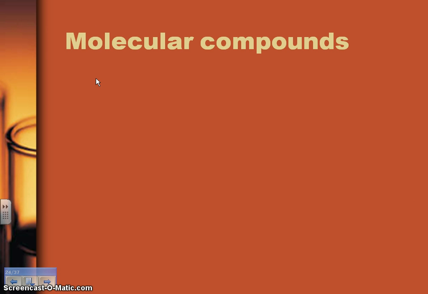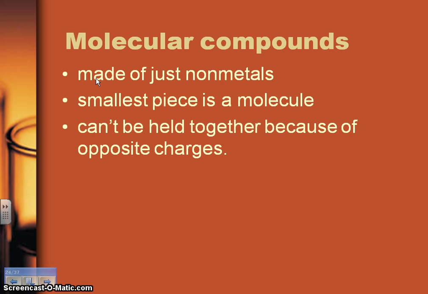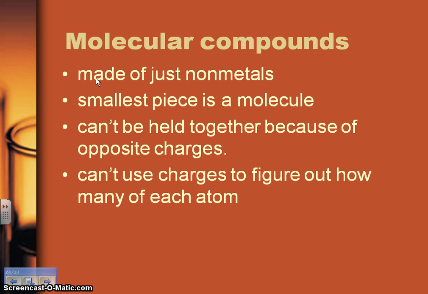Covalent compounds are also known as molecular compounds. They're made up of just nonmetals. The smallest piece is a molecule, and they can't be held together because of opposite charges. Remember, in covalent compounds, we deal with atoms sharing electrons. And because they can't be held together because of opposite charges, we can't use the charges to figure out how many of each atom we have.